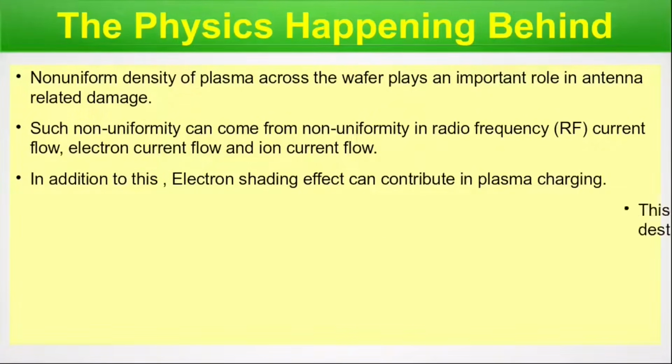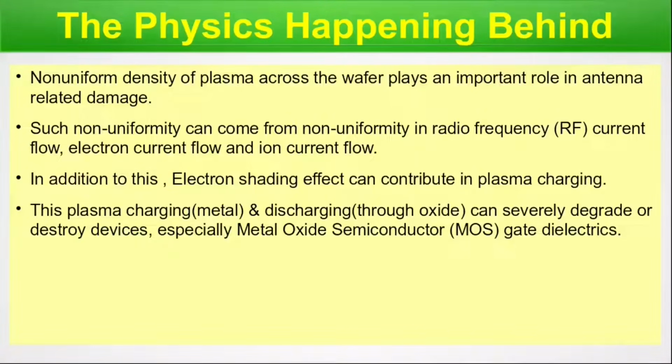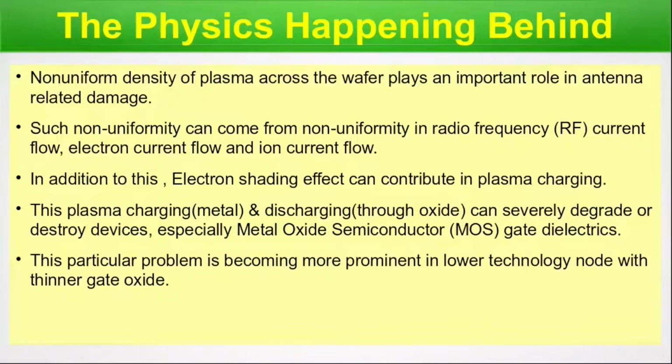What is the electron shading? The plasma charging on the metal, and discharging through the oxide, can severely degrade or destroy devices, especially the metal oxide semiconductor (MOS) gate dielectric. This particular problem is becoming more prominent in lower technology nodes with thinner gate oxide.